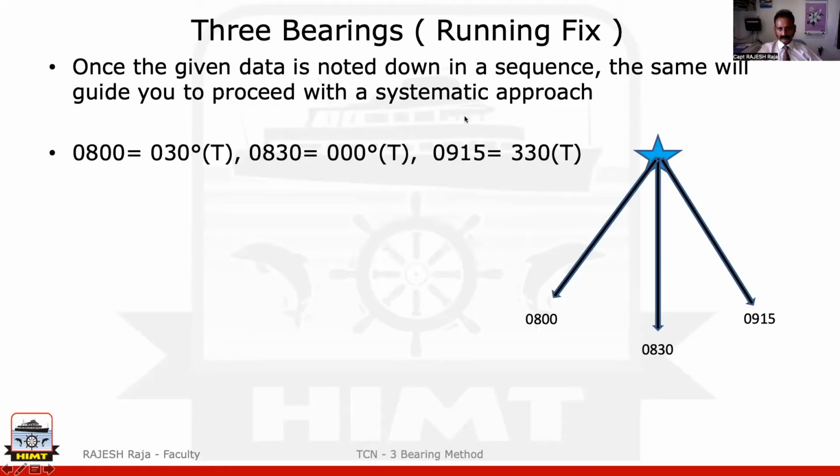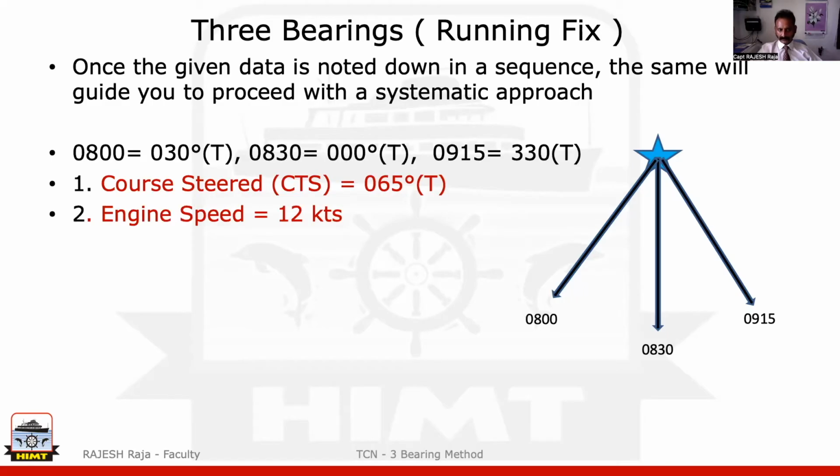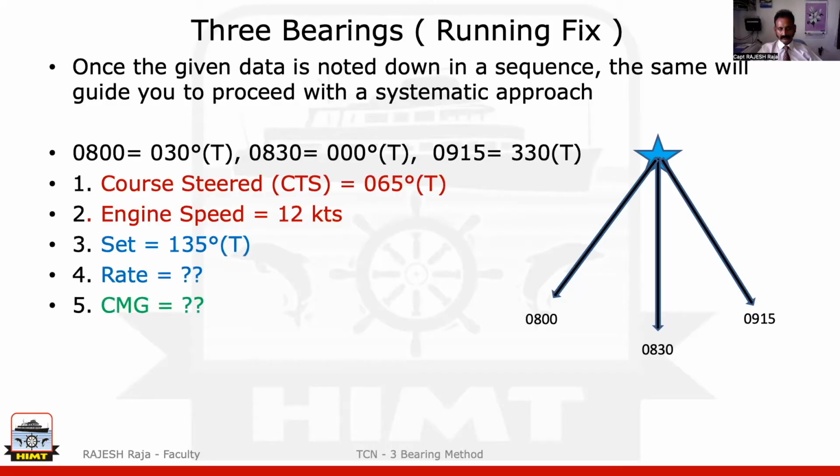This was the data given to me. Besides this, I was given post-steered, or you can call it post-steer, which is a future. So generically, we can give an abbreviation called CTS. Then engine speed was given to me. And in the question, the set was also given to me. But after that, if you realize, rate was being asked, so I don't know. CMG was asked, I don't know. SMG was asked, I don't know.